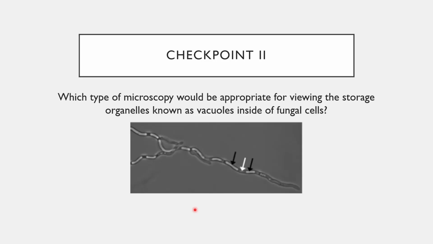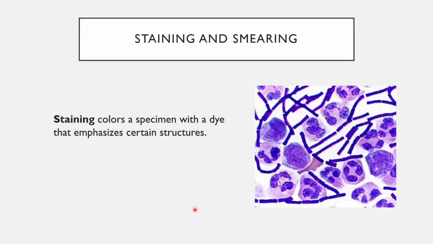So, the next step in this lecture is to take a look at the two processes that we use to prepare samples for visualization when using light microscopy. Those processes are called smearing and staining. Staining is the process of coloring a specimen with a dye that is used to emphasize either the whole cell or certain structures. There are different types of staining which we'll go over momentarily.